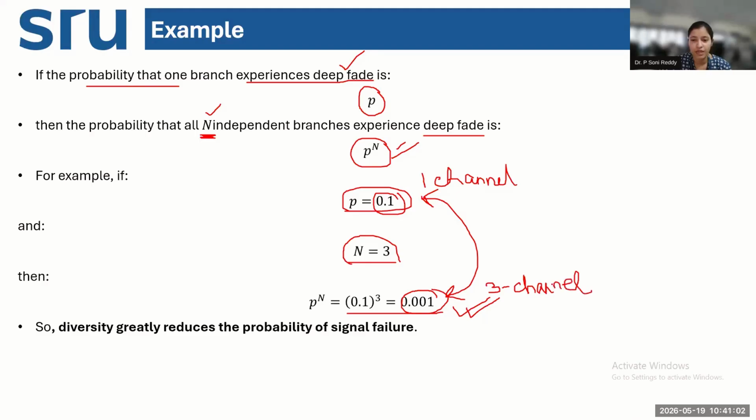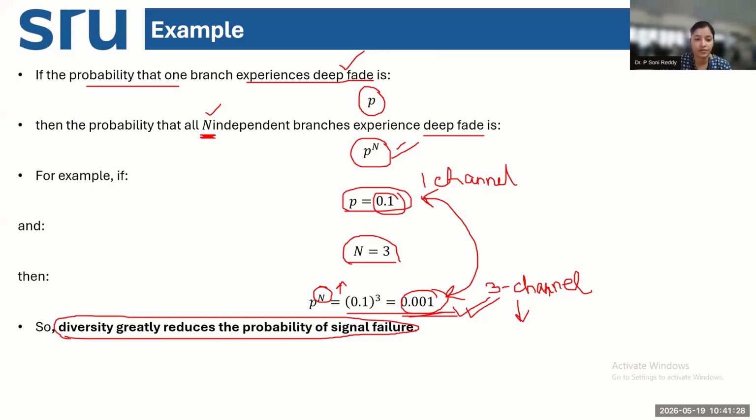This is the main concept here. If you have multiple channels, the probability of experiencing fading reduces. Why? Because of the p to the power n factor, where n is the number of channels. As you increase the number of channels, the chance of losing the signal due to fading reduces drastically. That is why diversity greatly reduces the probability of signal failure.